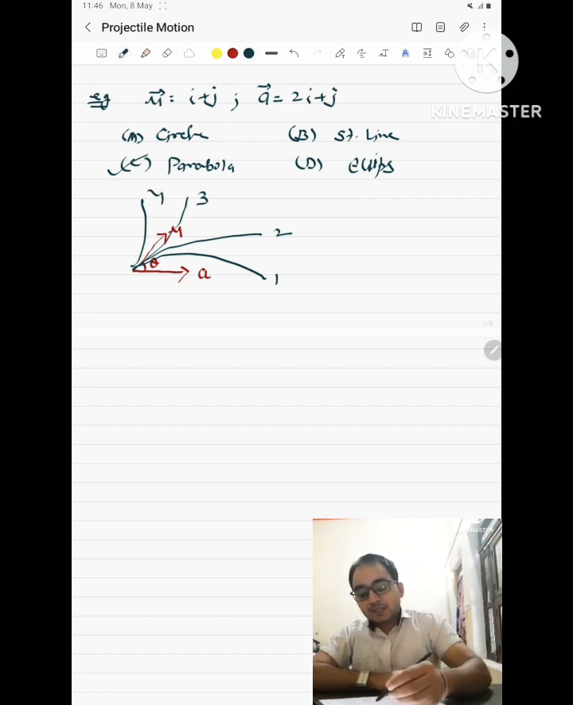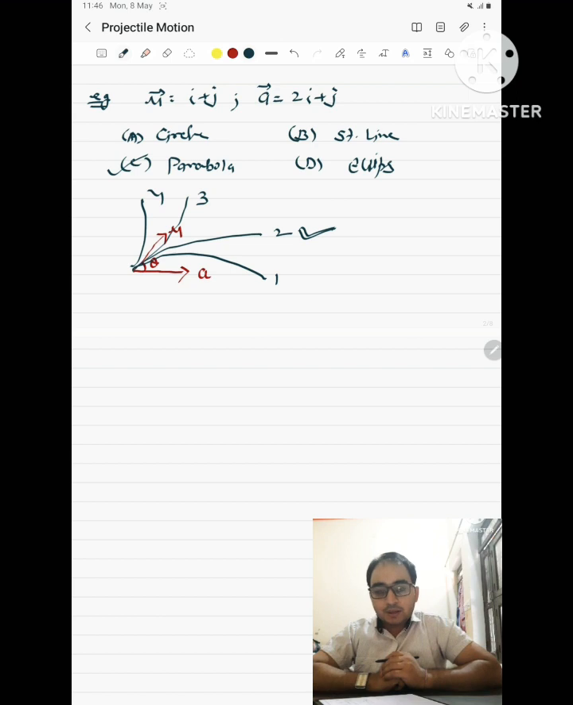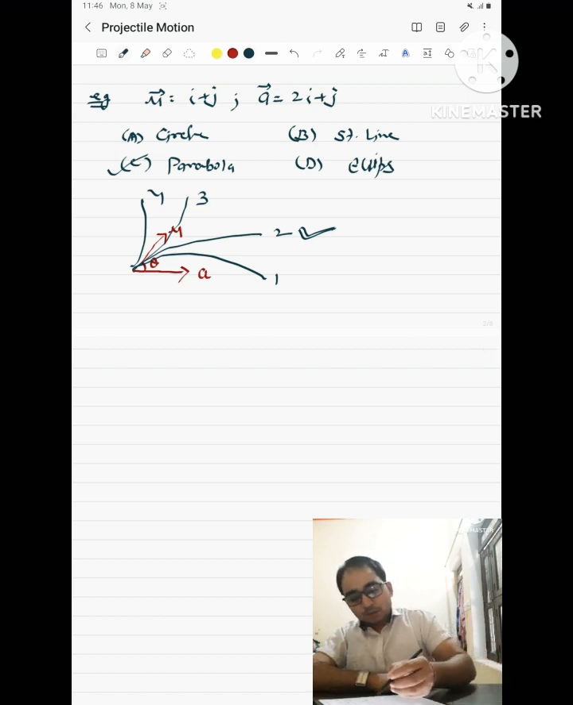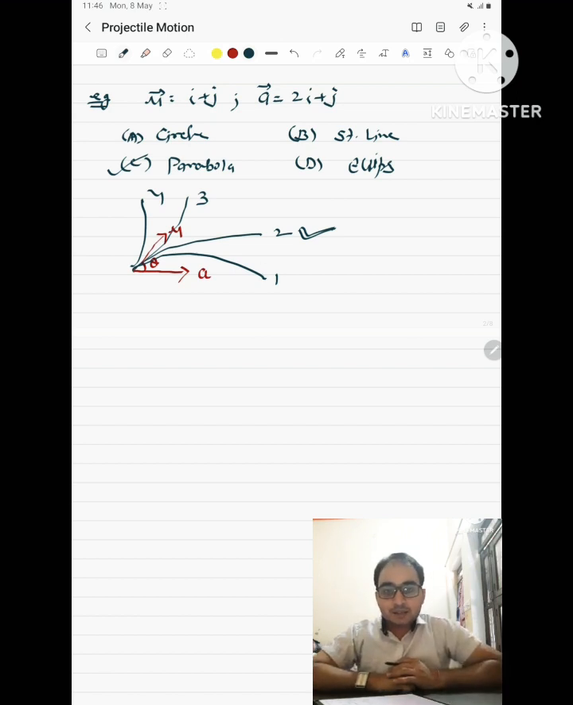The second one is correct, because velocity always tries to achieve the direction of acceleration. So the first is wrong because it will never cross the direction of acceleration, and 3 and 4 are going away from the acceleration, so 3 and 4 are also wrong. The right path for this condition is 2.